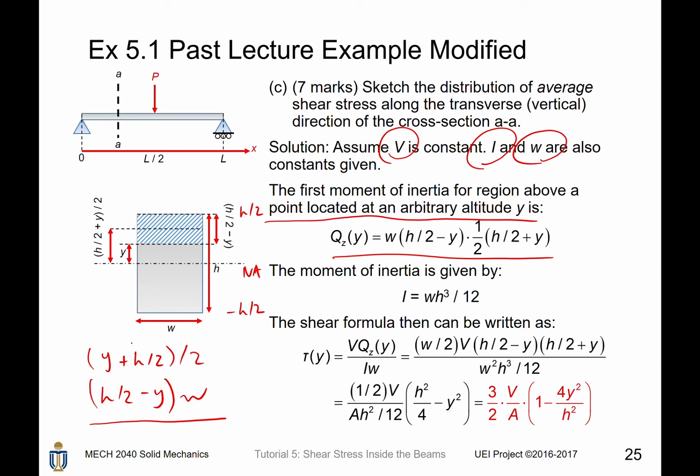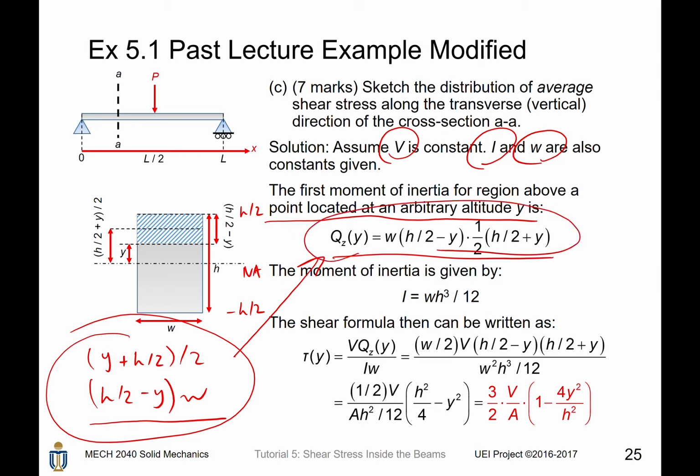So multiplying all those things together, we can get the first moment of area of the shaded region with respect to the neutral axis, which is w times h divided by 2 minus y times 1/2 of h divided by 2 plus y. Since the moment of inertia is given by wh cubed divided by 12, we substitute this value of the first moment into our shear formula, which is located here, here, and here. So notice that we absorbed w and 1/2 into this term.